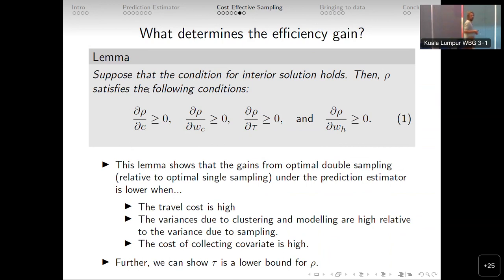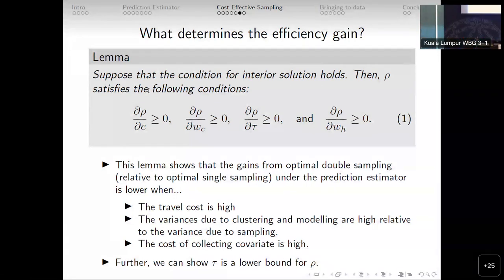What is the WC again? WC is the statistical uncertainty that scales with the number of clusters.